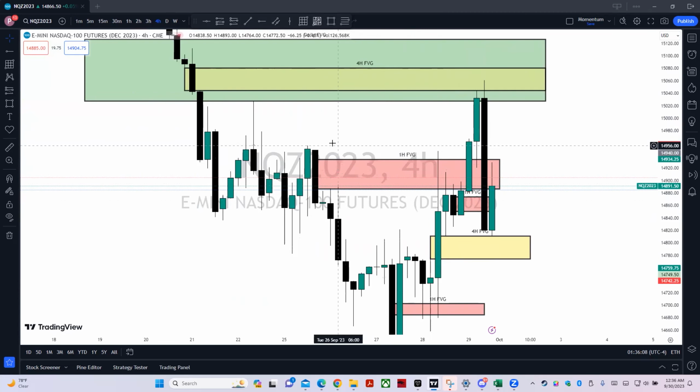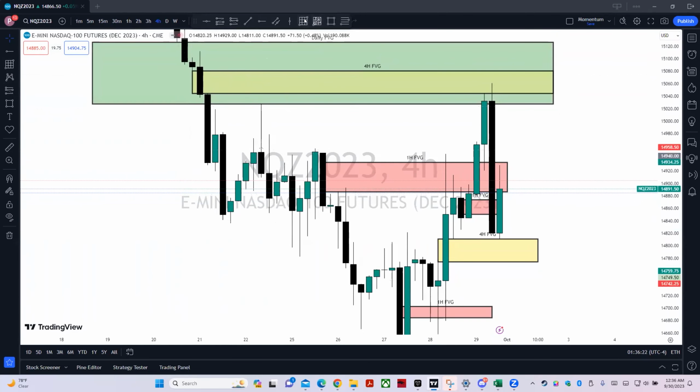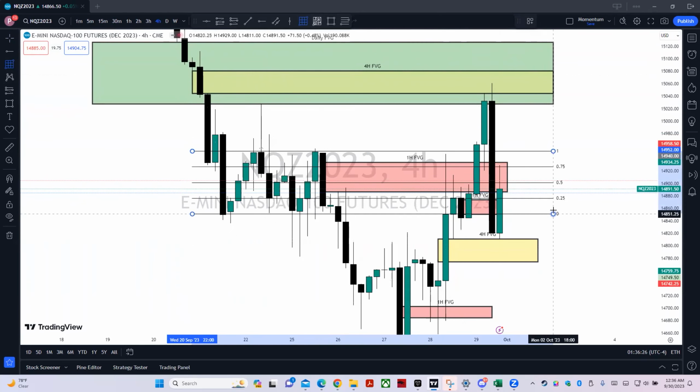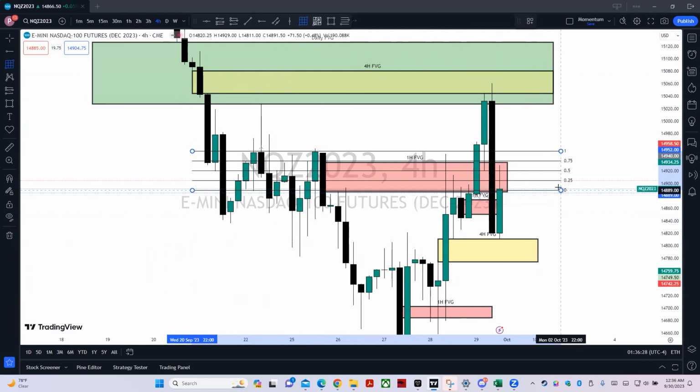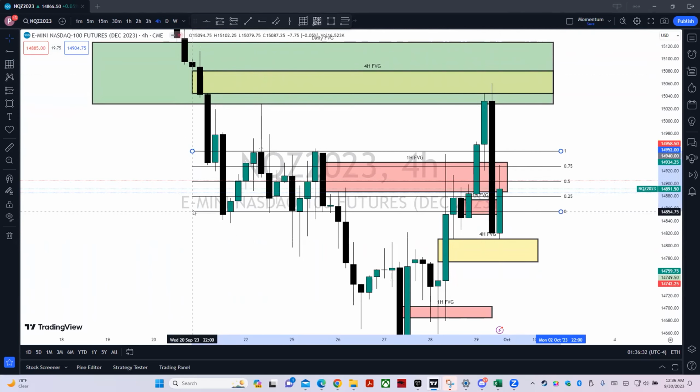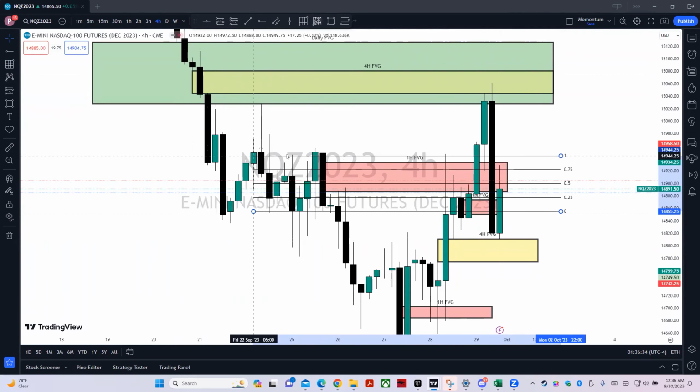So now this is very important. Why is this so important? Well, if we take the midpoint of said order block, okay, let's go ahead and take the midpoint top to bottom right here.